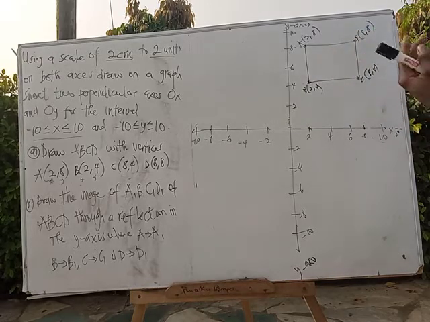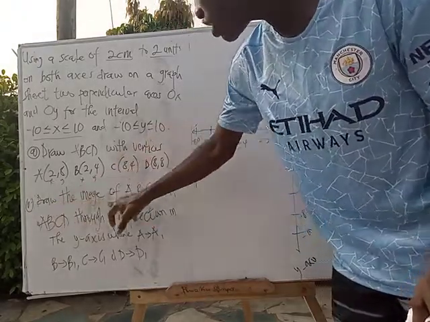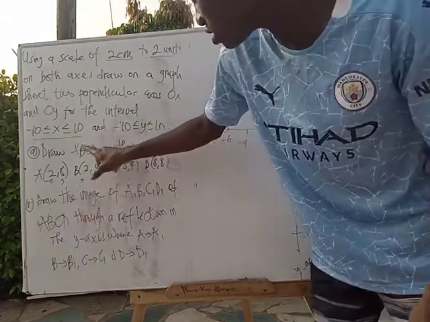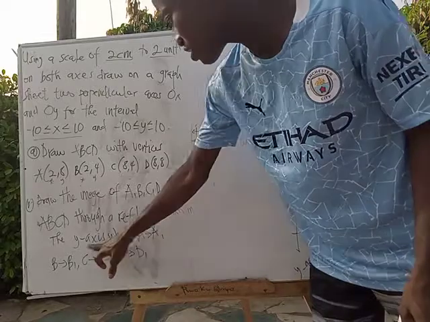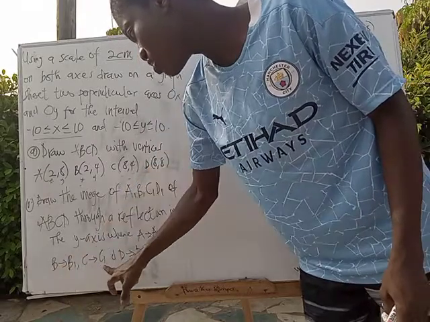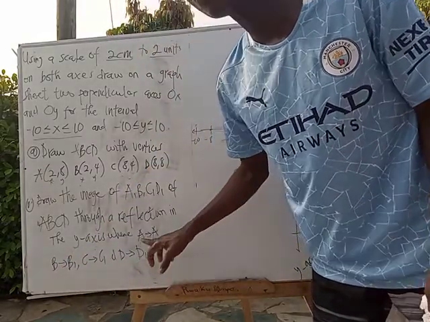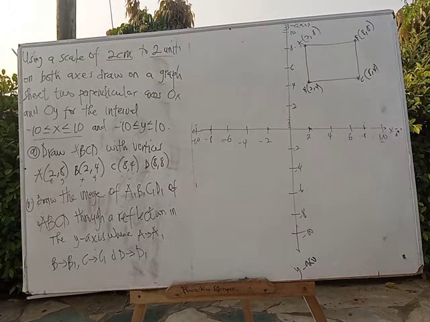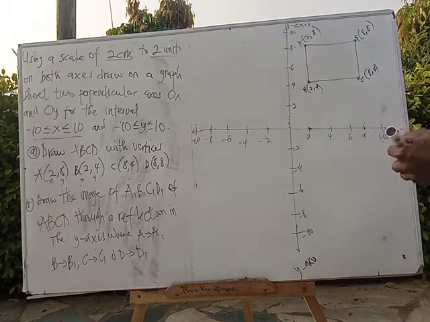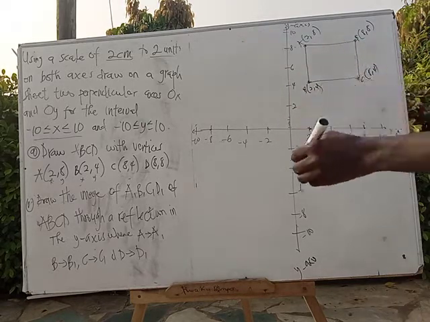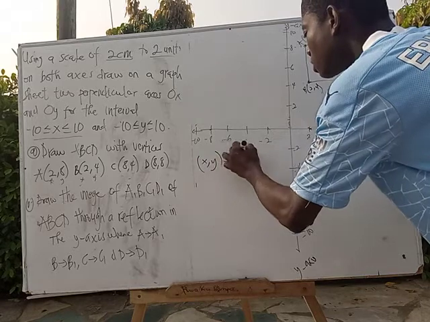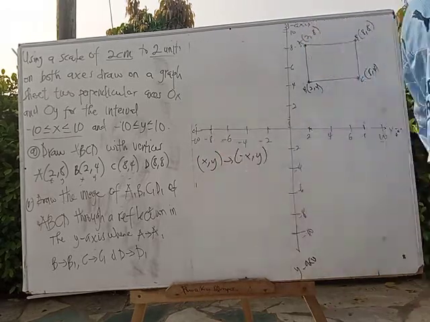Now they are saying we have to draw the image. A1, B1, C1, D1 is the image of this original figure ABCD through a reflection in the y-axis, where A1 is the image of A, B1 is the image of B, C1 is the image of C, and D1 is the image of D. We are just going to use our formula to find the image, and after that we plot the image on the graph. For reflection in the y-axis, (x, y) maps to (-x, y). Don't forget this formula.